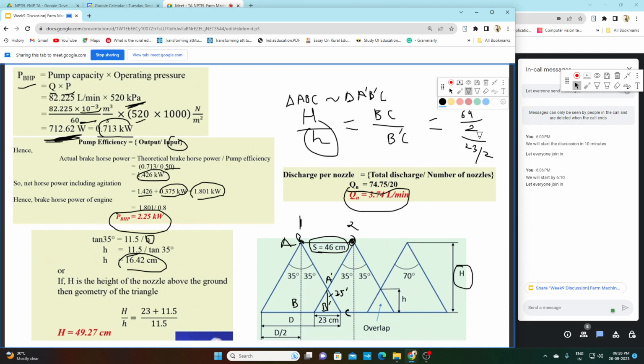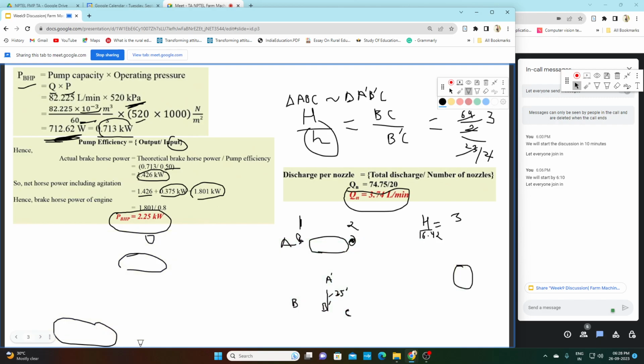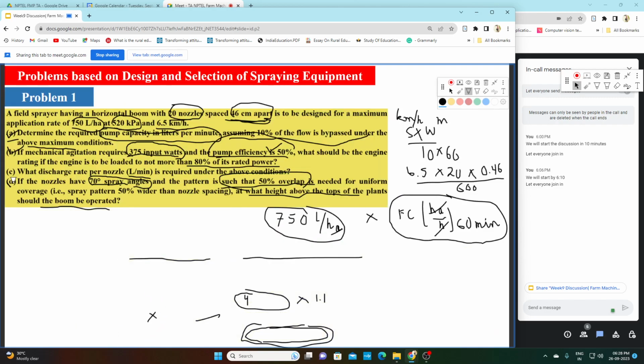So small h is 16.42. Capital H will be 16.42 into 3, and capital H will come out to be 49.27 centimeter. So your C part is over and D part is also over.